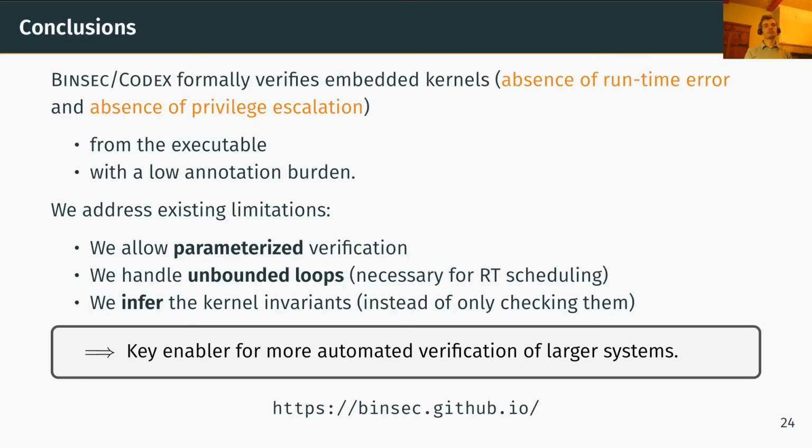So to summarize, our tool formally verifies absence of runtime errors and absence of privilege escalation on embedded kernels from the executable with a low annotation burden. And we address existing limitations by allowing parameterized verification and handling unbounded loops, and we infer the kernel invariants rather than merely checking them. And the invariants that we infer can be reused by other verification techniques, so this work can be a key enabler to help automating the verification of more complex systems.